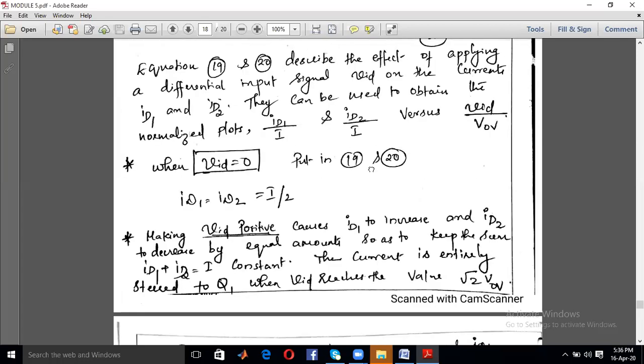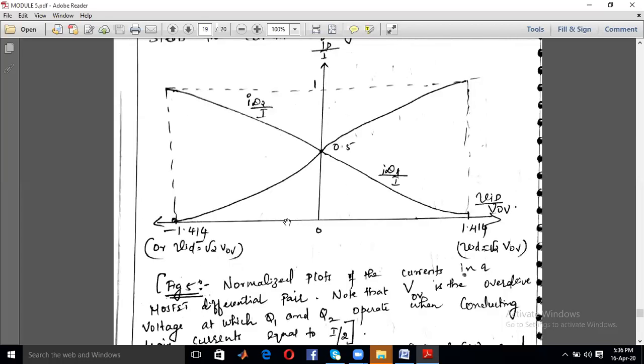So when VID is negative, come to this axis. When VID is negative, meaning the negative x-axis, ID2 will increase. See, ID2 is increasing. At the same time, ID1 is decreasing. Okay, and at a particular extreme value which is equal to minus root 2 VOV, when VID becomes minus root 2 VOV, or when this ratio, what is the ratio?